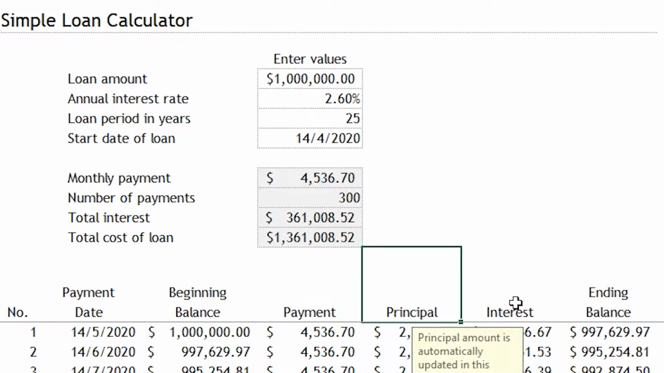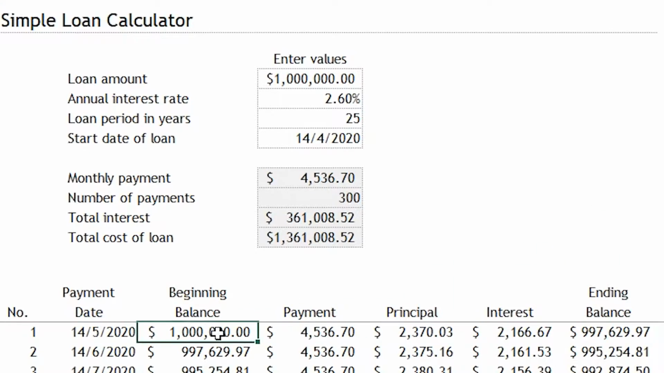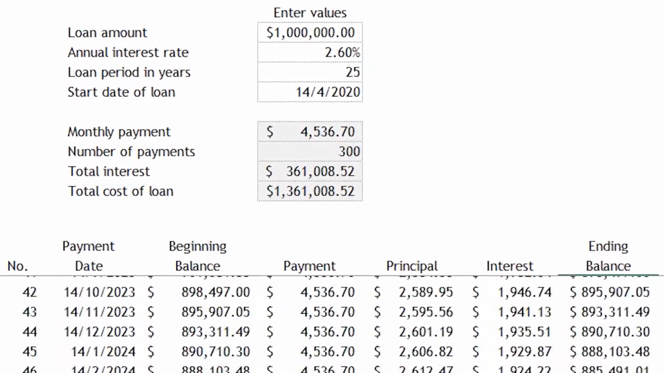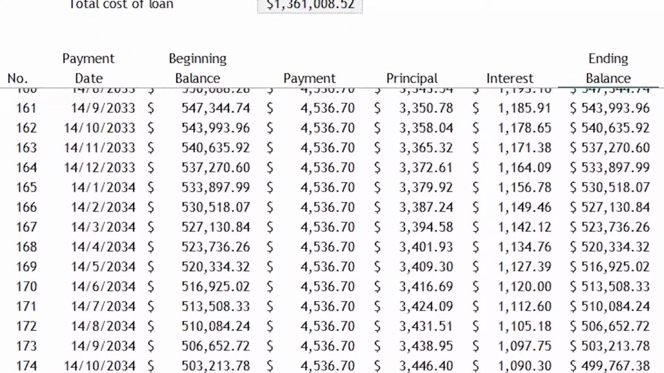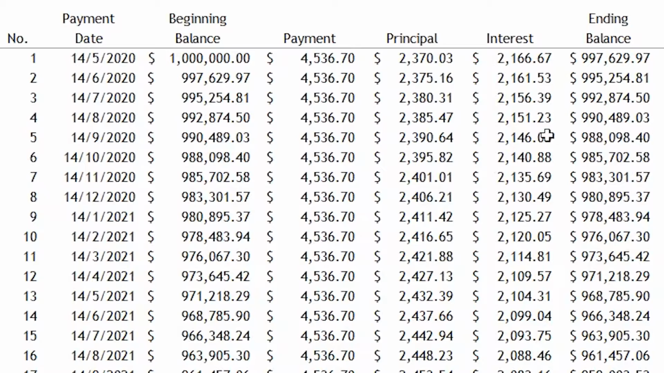As I've explained earlier, I've explained on the principal, I've explained on the interest as well. Okay, the ending balance is the beginning balance minus away the principal. As you can see, over the years, your ending balance consistently keeps getting lower and lower until a point it reaches zero. This is upon the 300th payment, which is 25 multiplied by 12. Okay, so at the end of 25 years, you've paid off your house, you don't need to service the mortgage anymore, and the house belongs to you.